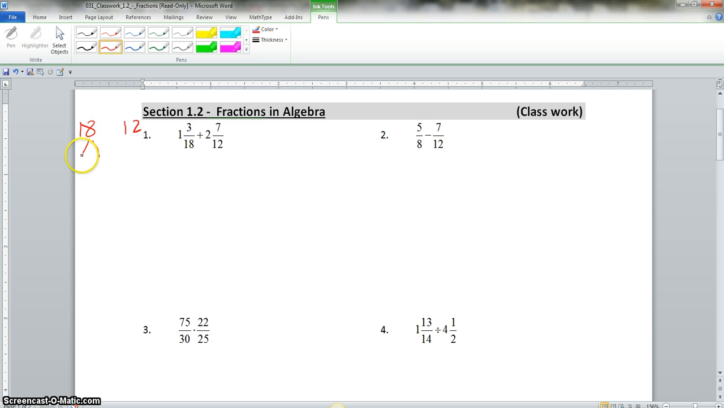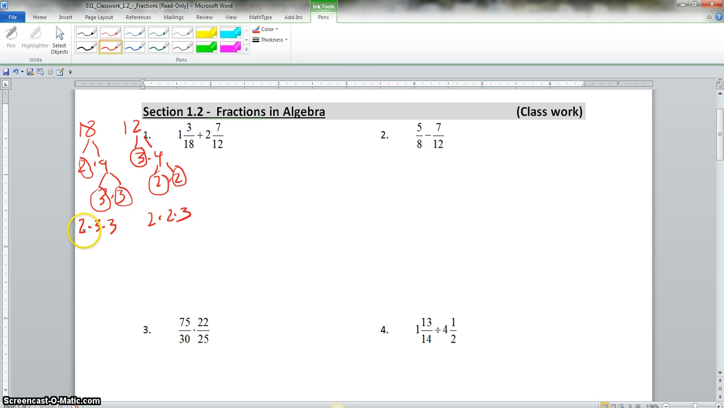So the prime factorization of 18, we know we have 2 times 9, 2 is prime, the 9 is not. And we can make 9 prime by 3 times 3. So the prime factorization of 18 is 2 times 3 times 3. Now the prime factorization of 12, we could do 3 times 4. 3 is prime, 4 is not, and 4 would become 2 times 2. So the prime factorization of 12 is 2 times 2 times 3.